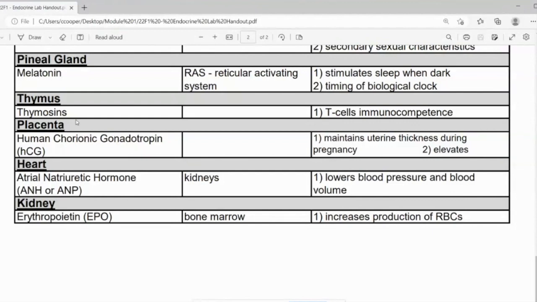Comes in, implants. We want it to stay thick. So here's what HCG does. HCG helps the lining of the uterus stay thick, maintain its thickness throughout pregnancy. That's what you need to know, okay? HCG maintains the thickness of the uterine lining throughout pregnancy.